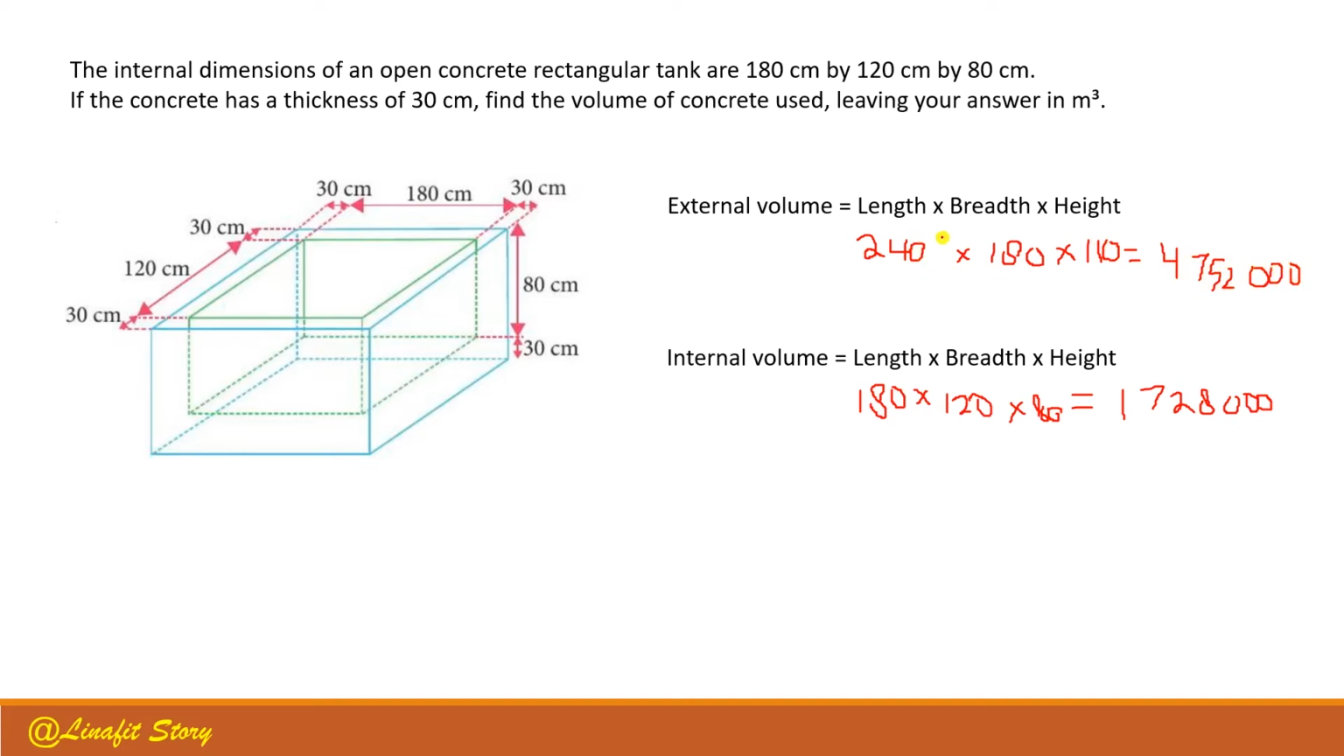So the volume of the concrete used is 4,752,000 minus 1,728,000 is equal to 3,024,000 cubic cm. Then we convert it to cubic meters. Is equal to 3.024 cubic meters.